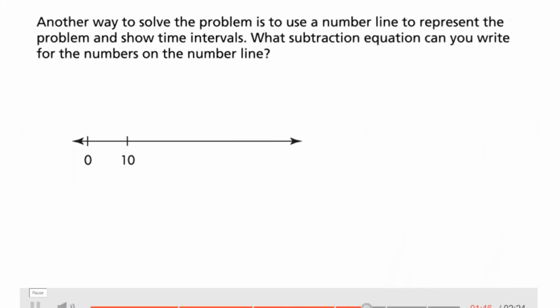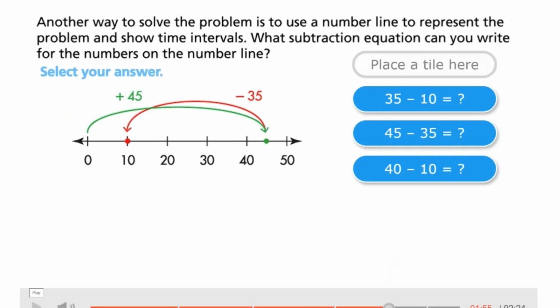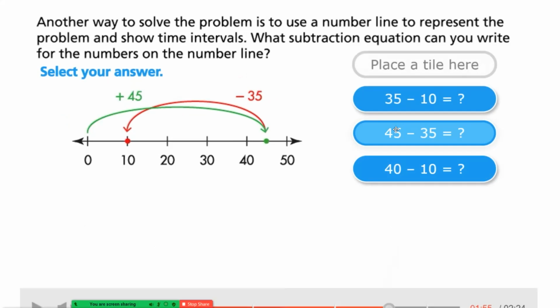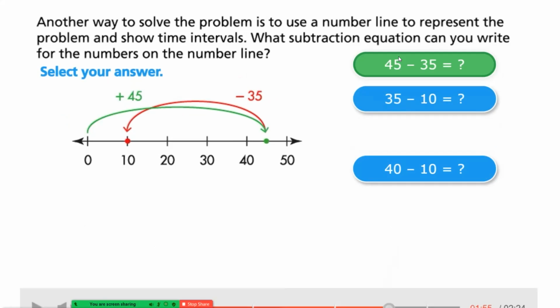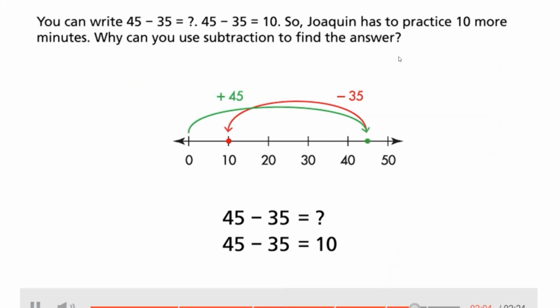Another way to solve the problem is to use a number line to represent the problem and show time intervals. What subtraction equation can you write for the numbers on the number line? Select your answer. You can write 45 minus 35 equals the unknown amount. 45 minus 35 equals 10. So Joaquin has to practice 10 more minutes.